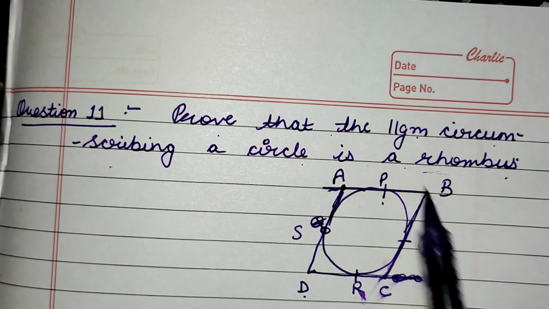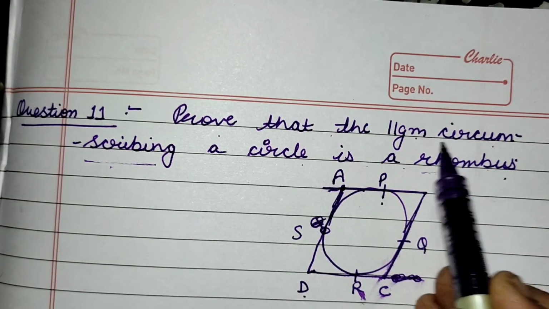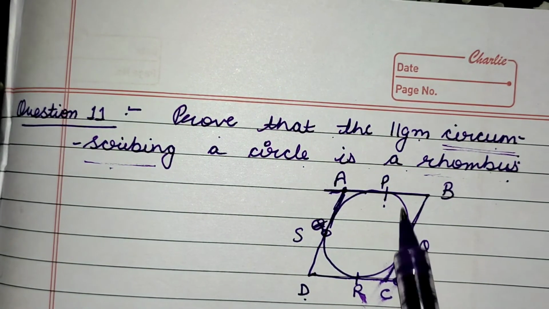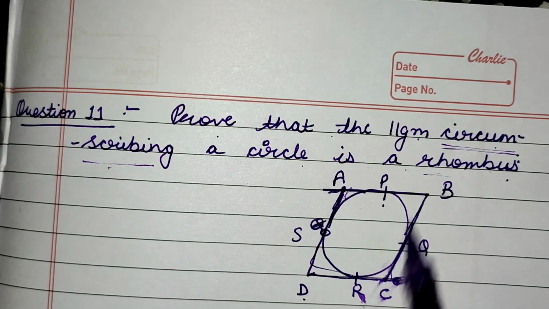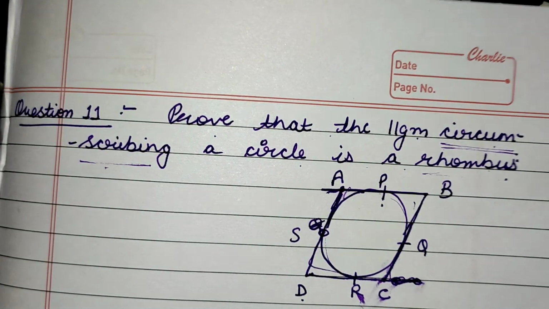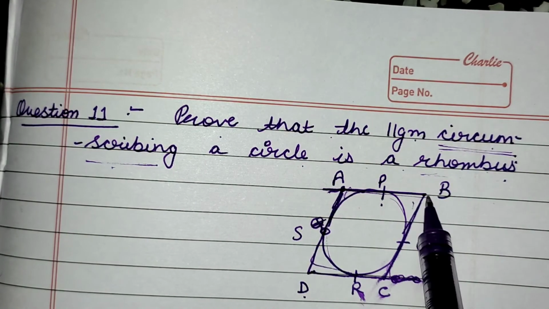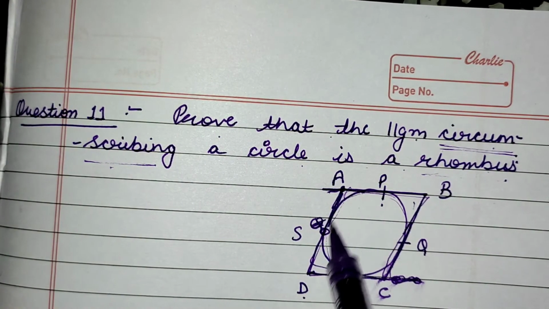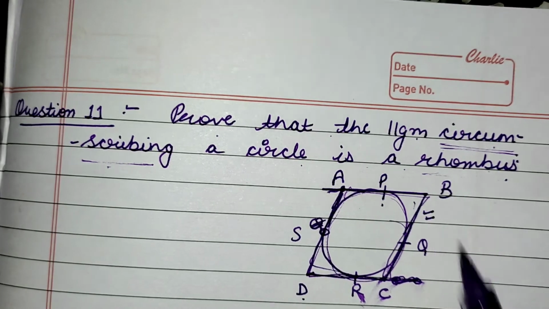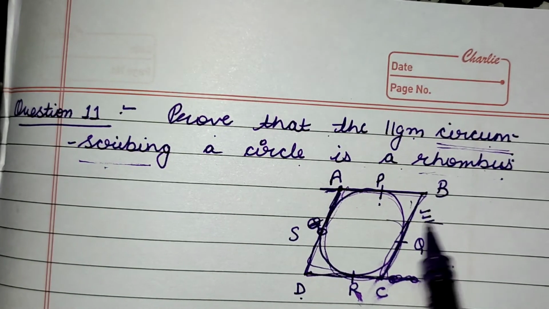Okay, moving to question number 11, which says: prove that a parallelogram circumscribing a circle is a rhombus. Circumscribing, I have told you earlier also, means that inside this parallelogram a circle is drawn. So what we have to prove? That the parallelogram circumscribing a circle is a rhombus. We have to prove that this parallelogram is a rhombus.